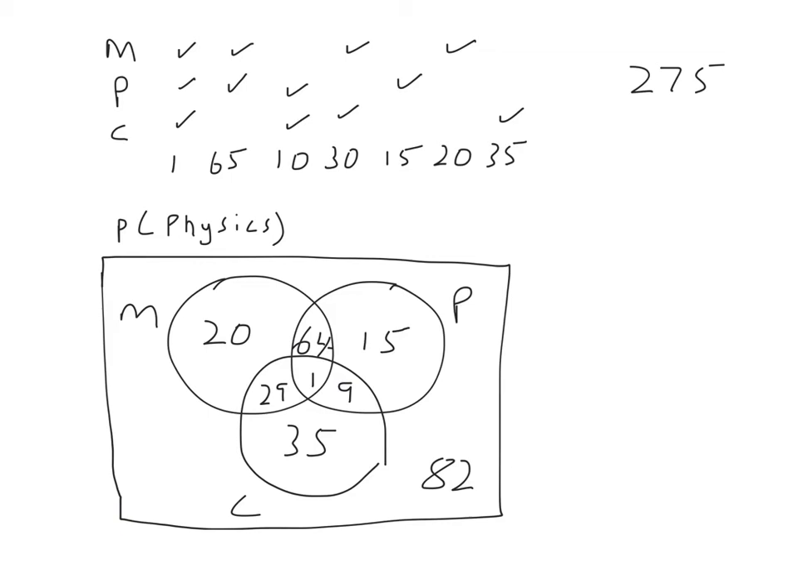So how many people are studying physics altogether? Well, it's 15, 64, 1 and 9. Those numbers add up to 89. So the probability that somebody is studying physics is 89 out of 275. Now, not all of these questions are the same, but this is a fairly common type of question, and it helps very much when you know the number studying all three to start in the middle and work outwards. But you need to read the question carefully because not all these questions are the same.